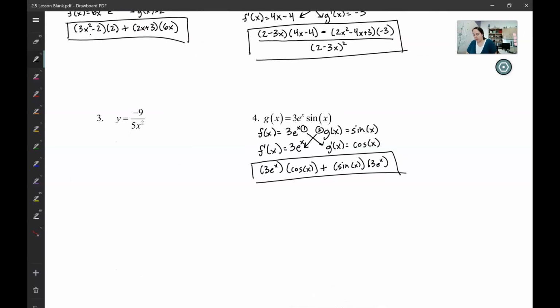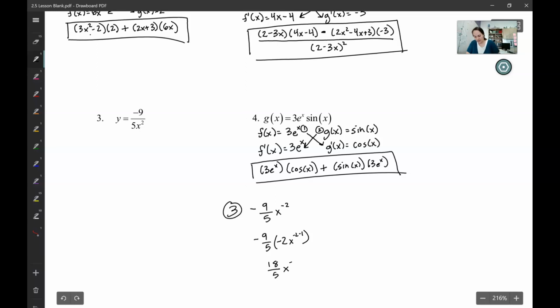Now, let's look at number 3. Now, number 3 is kind of interesting because you guys actually already know how to do this one. I could rewrite this as negative 9/5 x to the negative 2. Those are the same thing. I took the x squared up and I made it negative. And then I could take the derivative of this, where the negative 2 goes in front, and then I minus 1. So I would get 18/5 x to the negative 3, or 18 over 5x cubed. Take that negative 3 down to make it positive.